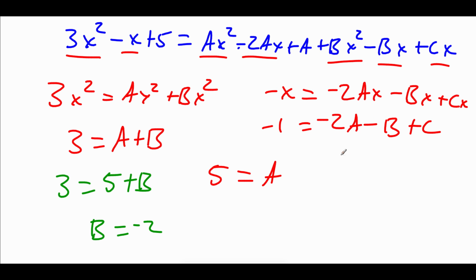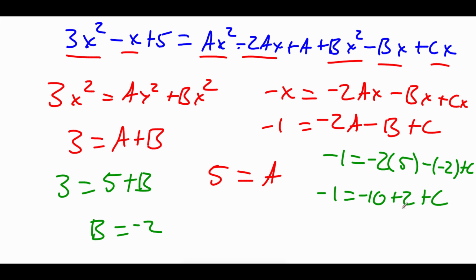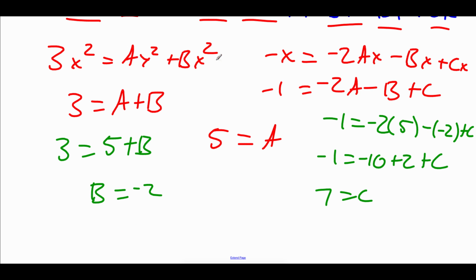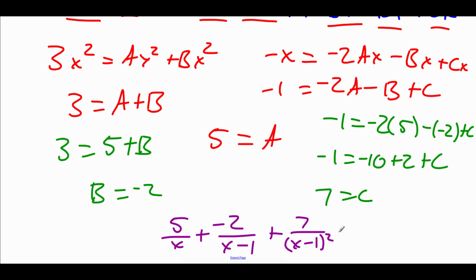Plugging both of those things into this last equation on the right-hand side, we get negative 1 equals negative 2 times 5 minus negative 2 plus c. So cleaning this up, negative 1 equals negative 10 plus 2 plus c. So right-hand side, we get negative 8. If we add 8 to the other side, we get 7 as our c value. So now last thing, we have to write out this partial fraction decomposition with those a, b, and c values plugged in. So we get 5 over x plus negative 2 over x minus 1 plus 7 over x minus 1 squared. And there is our partial fraction decomposition.